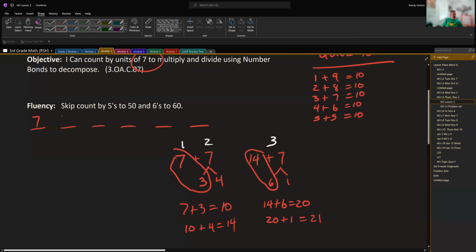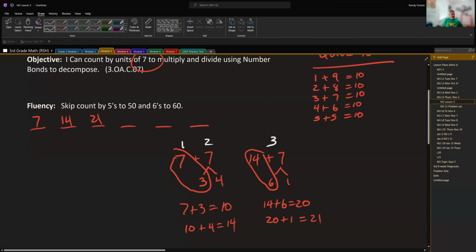So my second number in my skip counting was the 14, and my third one is 21. And it's a matter of repeating the process of breaking down your number bond into 2 digits and creating quick tens.